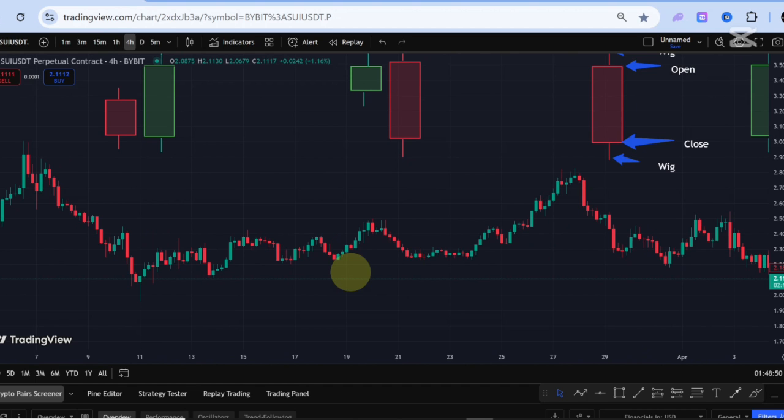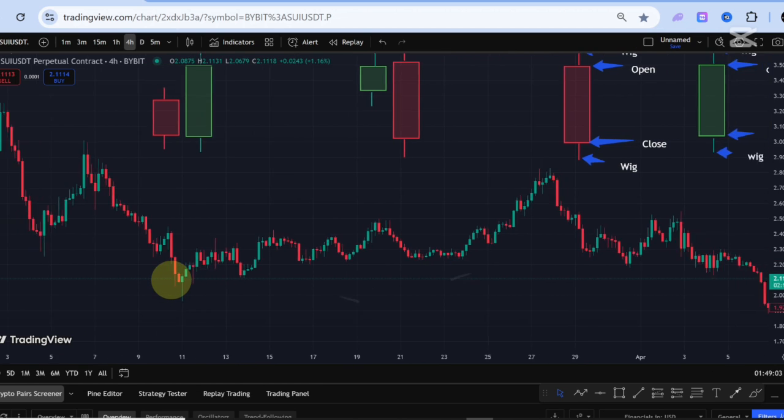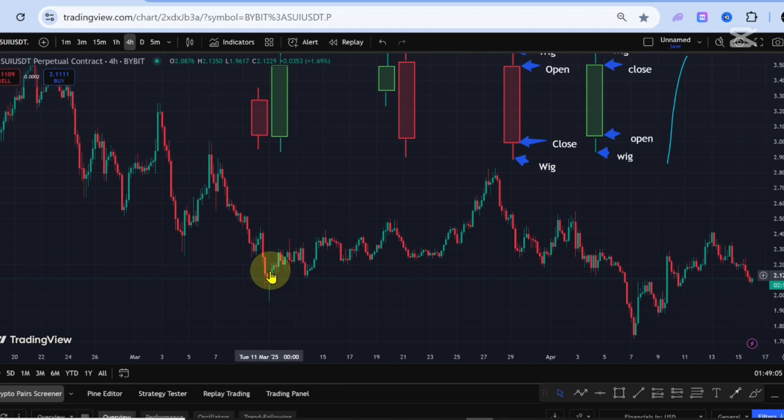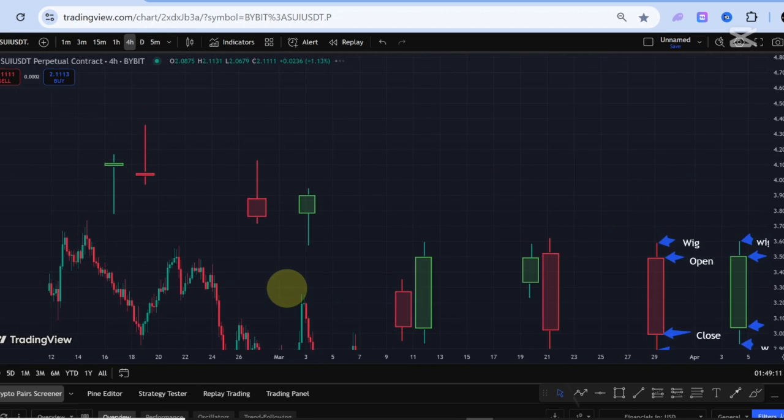So I don't know if you understand. You can see right here the inverted hammer at the top, and the price went down, and you can see the hammer at the bottom side and price went up. And from this side price went up. So guys, this is how to identify the hammer and the inverted hammer.